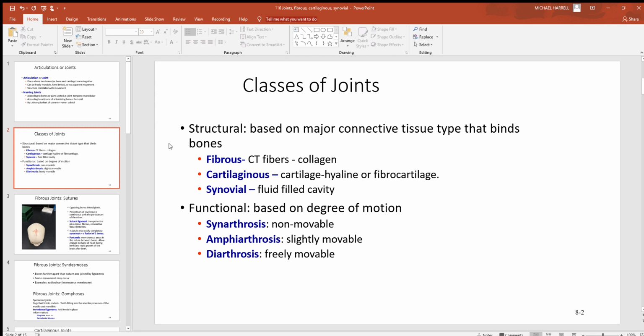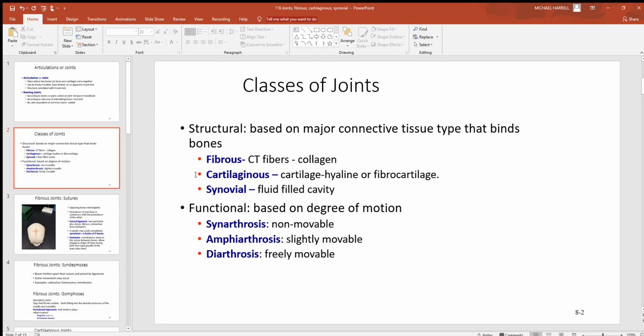Look at the classification of joints found here. Now, two ways you can classify joints is either based on their structure or their function. Let's first look at their structure. If you look at these three different structural classifications, the first one you see is a fibrous joint. These types of joints are bound and held together by collagen fibers. Remember, collagen fibers are very, very strong, like little steel cables. So this will be good for binding and holding bones together.